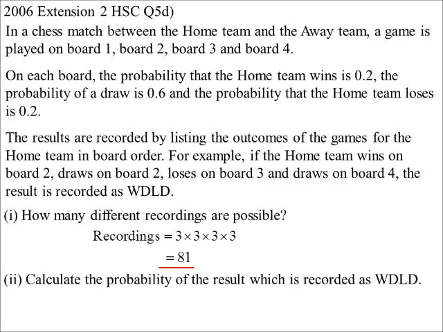Okay, now they're interested in the probability. So what would the probability of that result, win, draw, loss, draw, be? Well, let's sub in the probabilities. Probability of the win was 0.2, the draw was 0.6, the loss was 0.2, and another draw 0.6, and we get 0.144. And so far, so good.